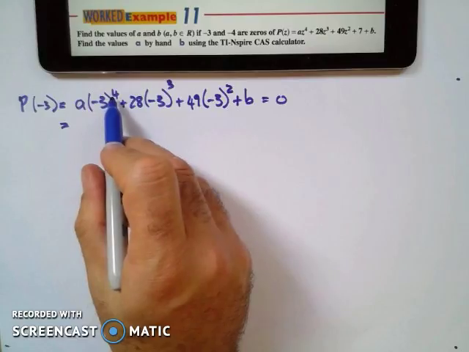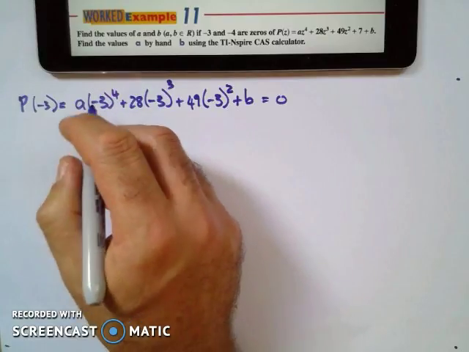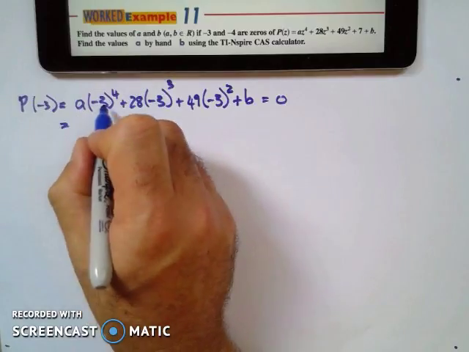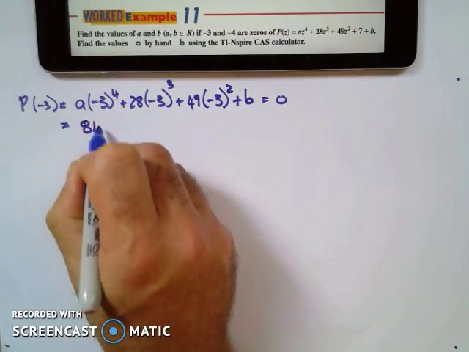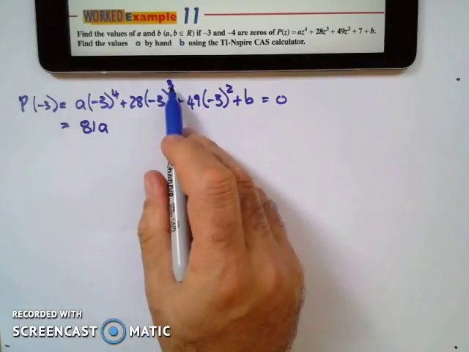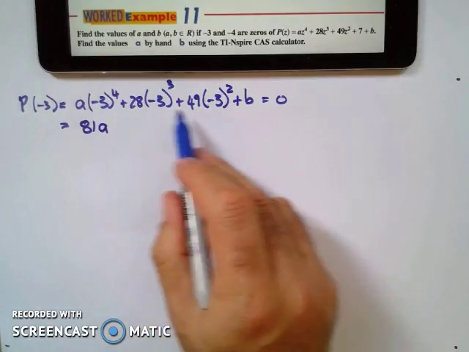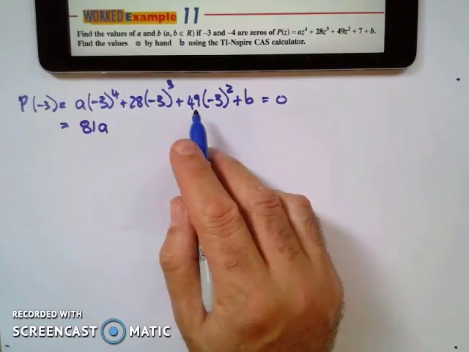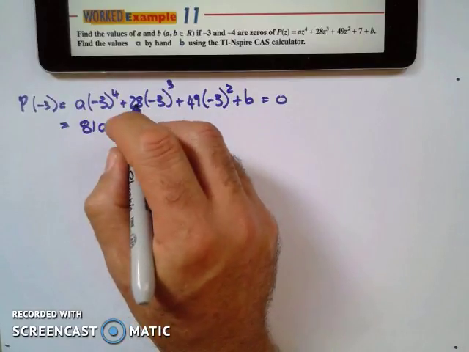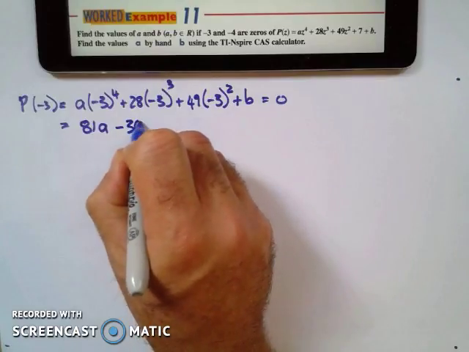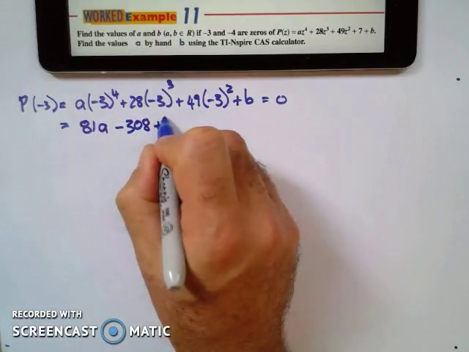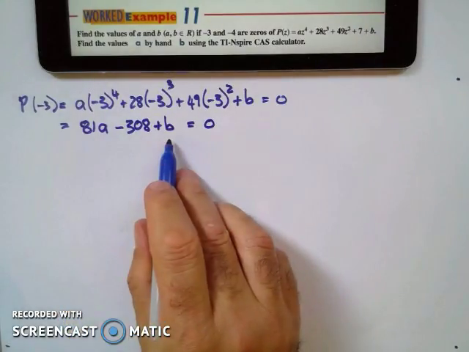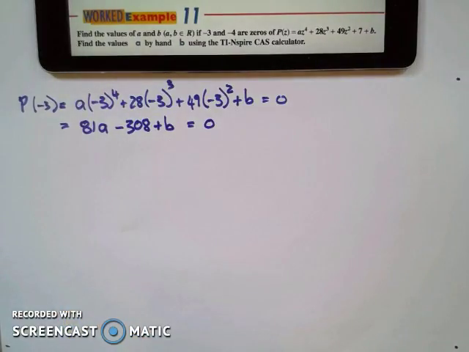That's going to give me -3 to the power 4 is a negative times a negative times a negative times a negative, which is positive. 3 cubed is 27, so it's 81A. Minus 3 cubed times 28, minus 3 squared times 49, added together gives us minus 308 plus B. And I know that this equals 0. I have one equation with two unknown values.